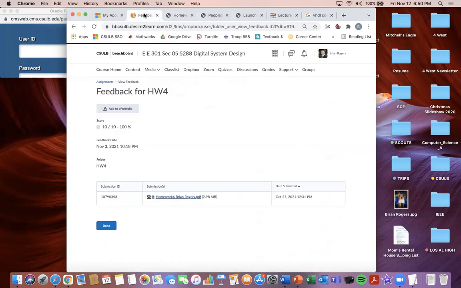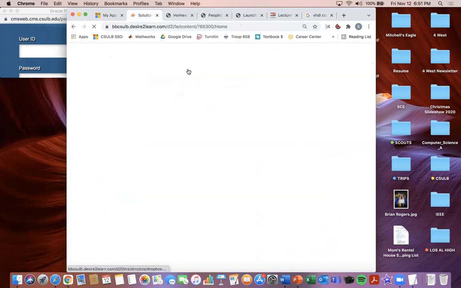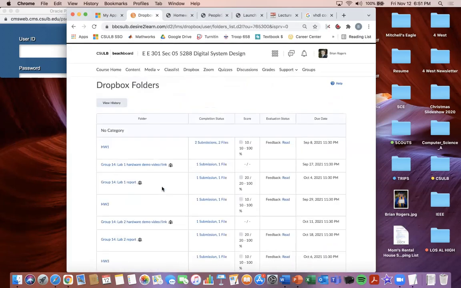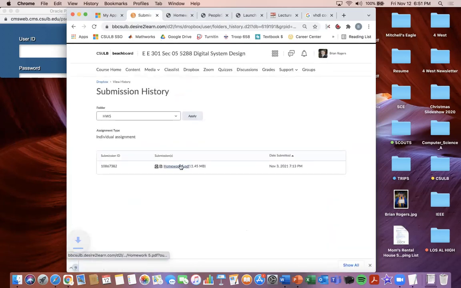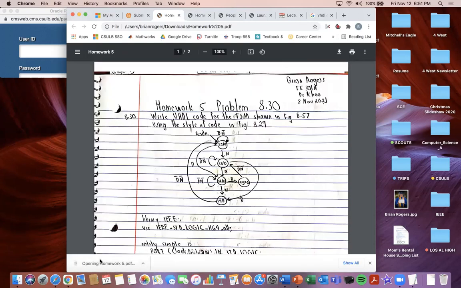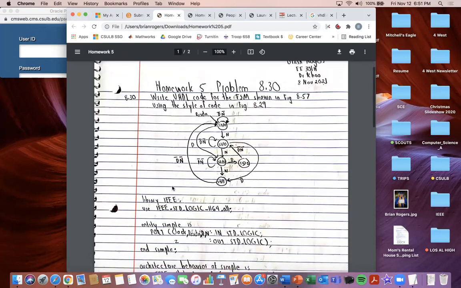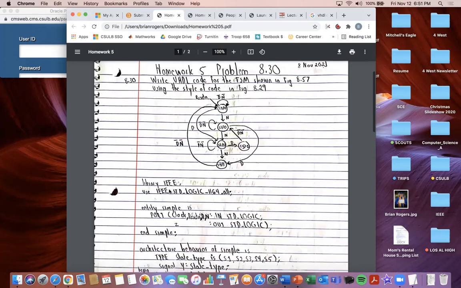So now for homework 5, going back to what he wants. Homework number 5: write VHDL code for the finite state machine shown in this figure. And so what we had to do for the finite state machine is remember how I said, first you have to handle the state transitions, and then second, you have to do the outputs.